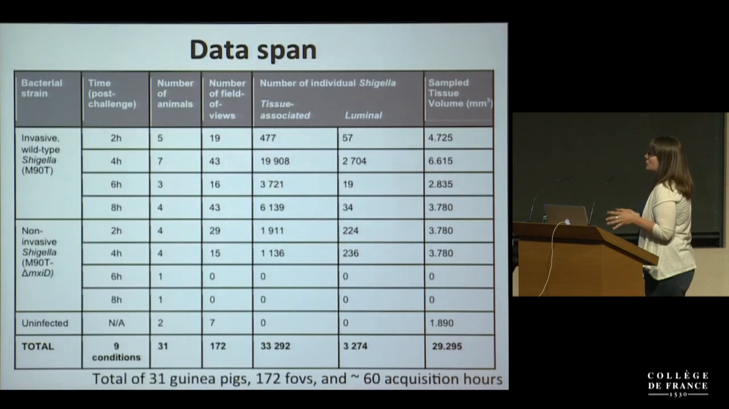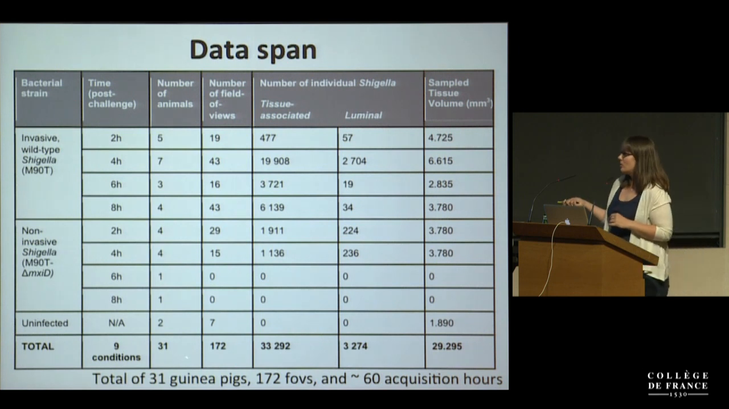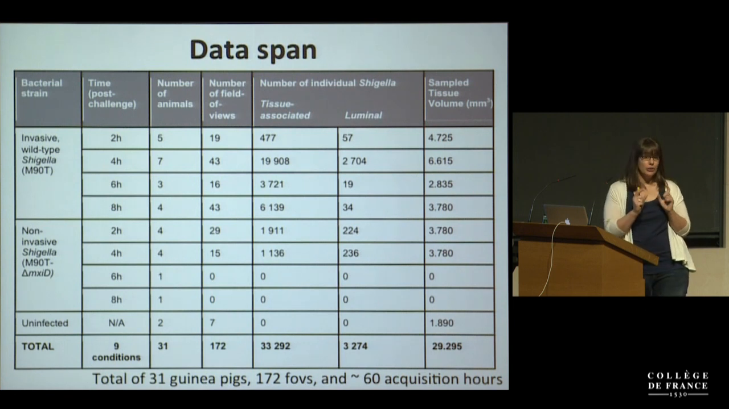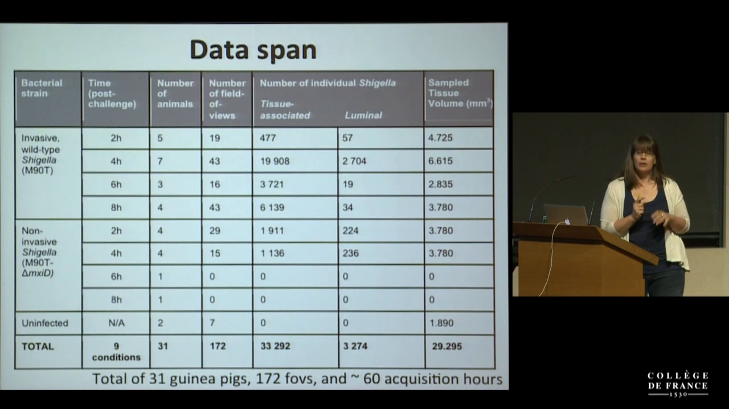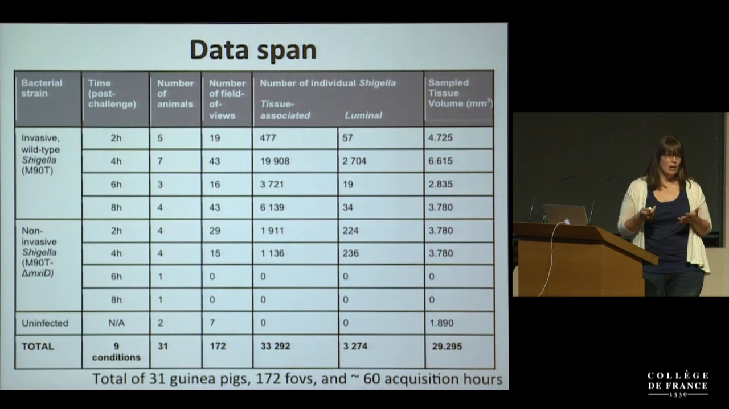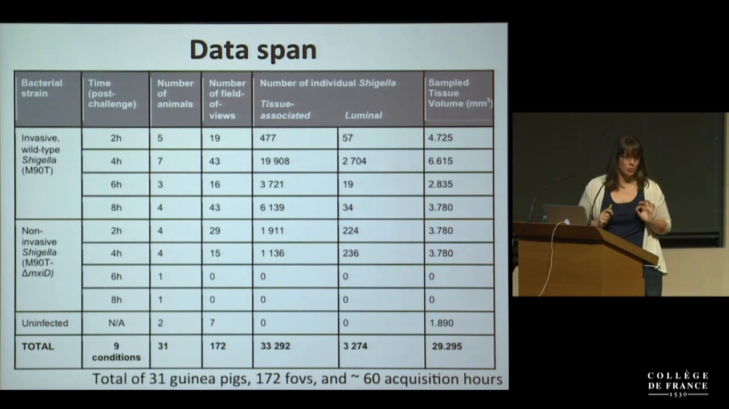So this is just to step back and look at the numbers, the extent of this analysis. In the end, we had a total of 31 guinea pigs, and from each of those, we had in total 172 acquired images from each Swiss roll. So we basically imaged all these Shigella along the entire length of each one, resulting in 172 images. And this took approximately 60 hours of acquisition time. But in the end, we were able to count tens of thousands of individual bacteria over a very large colonic tissue volume.